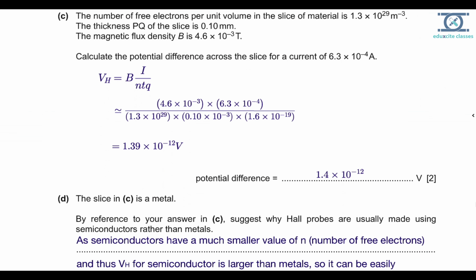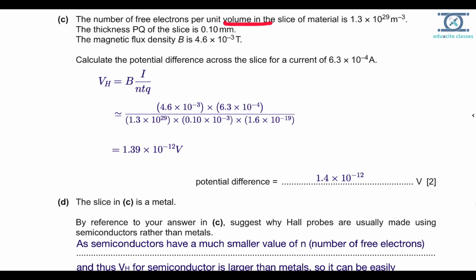Now the C part, the number of free electrons per unit volume, that is n, is given to us. The thickness is in mm. The magnetic flux density is also given to us. Calculate the potential difference across the slice for a current of 6.3 times 10 raised to power minus 4 ampere. This formula is already given in your formula sheet. You just have to use the values and put in the correct substitution. Convert the thickness, that is t, into meter. Rest all are in SI units.